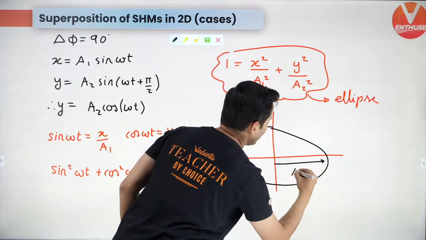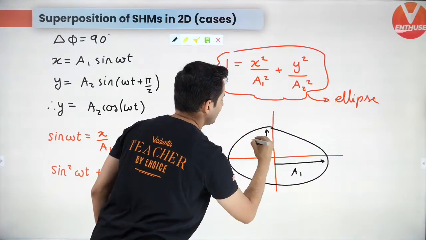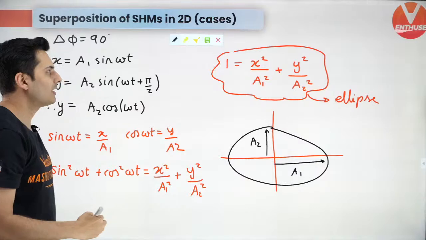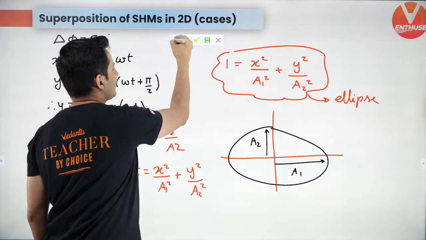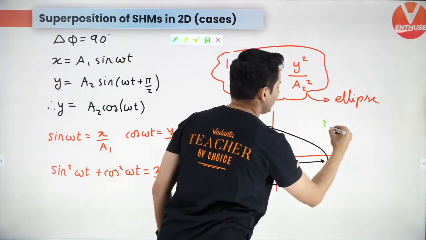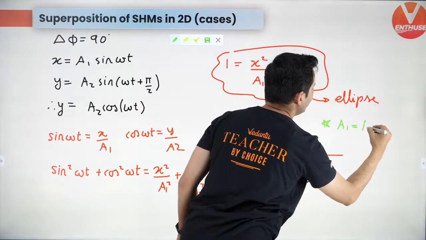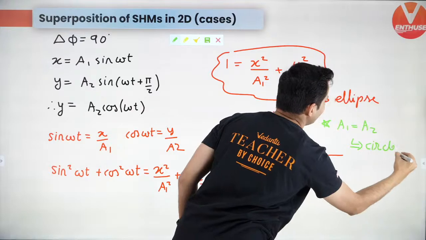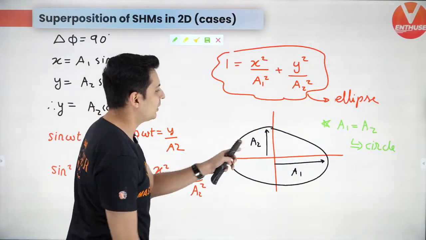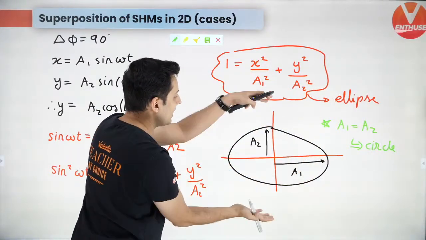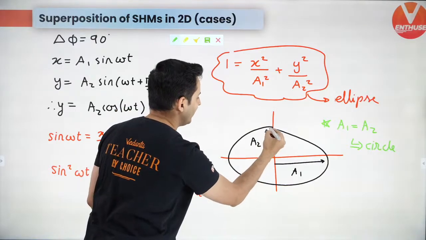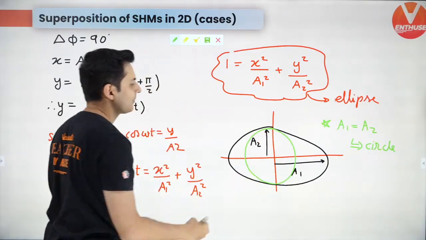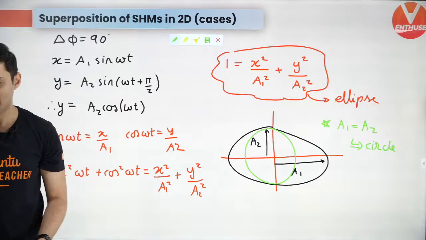This is your A1 and this is your A2. This is how it looks. And a special case: you know what is a special case? When A1 is equal to A2, it implies that it will be a circle. Because think about it, if the oval's diameter and this diameter are the same, it will be nothing but a circle. I hope this is clear.